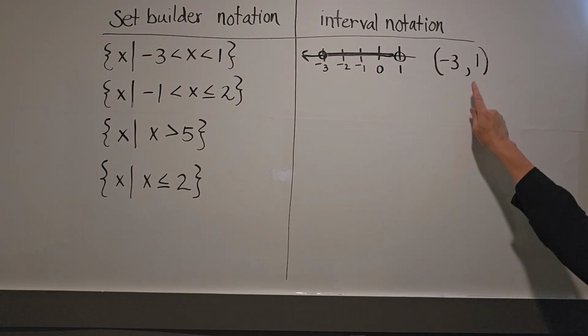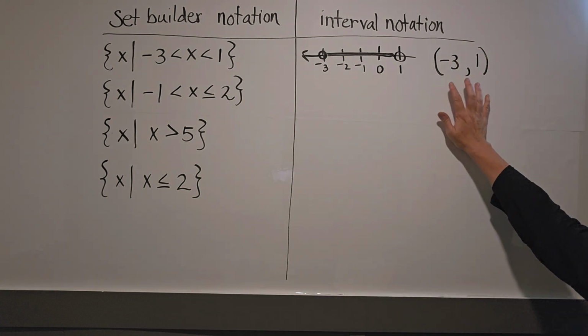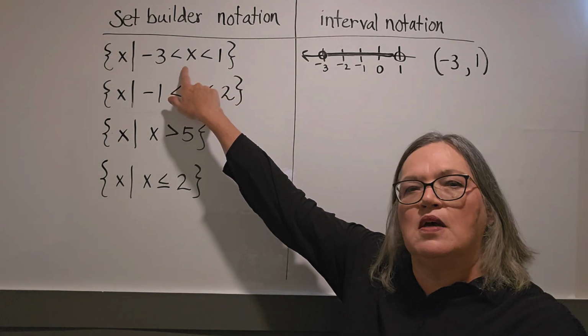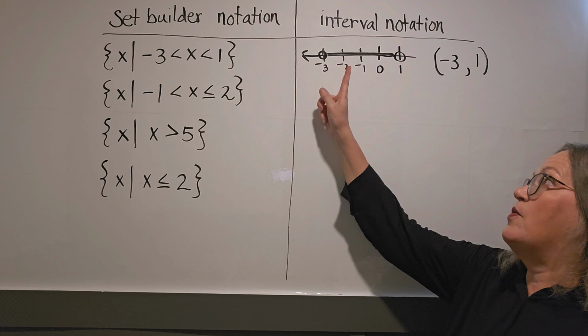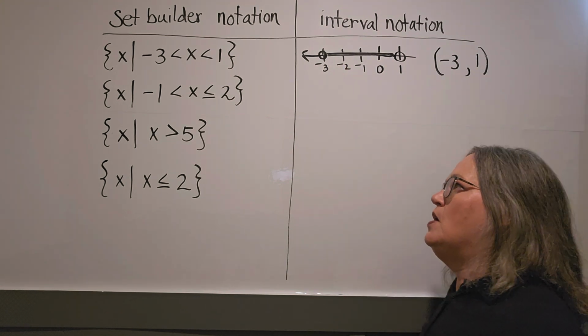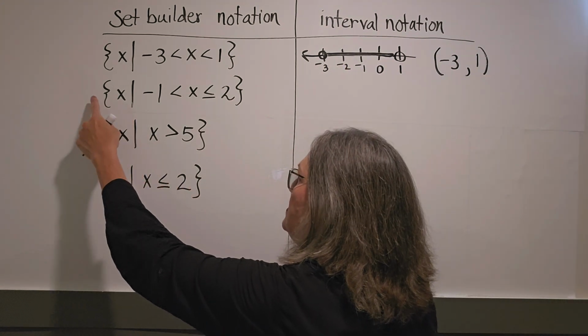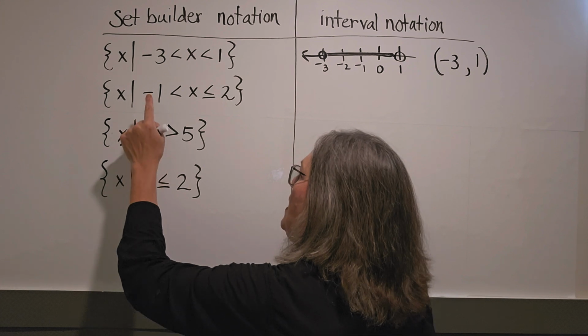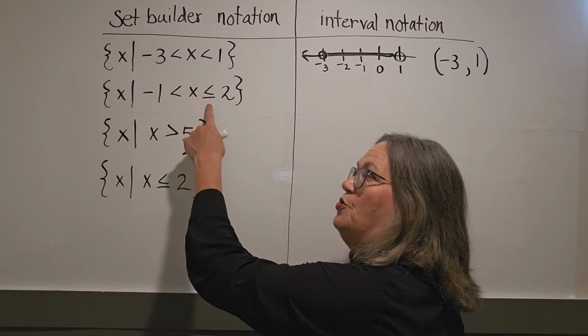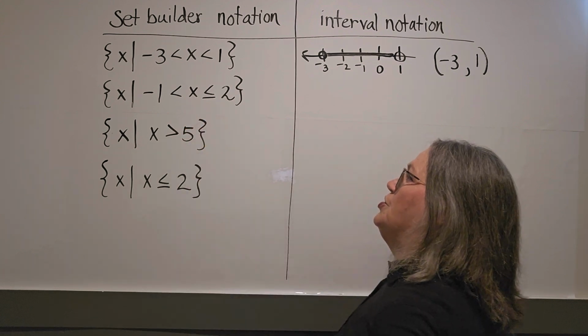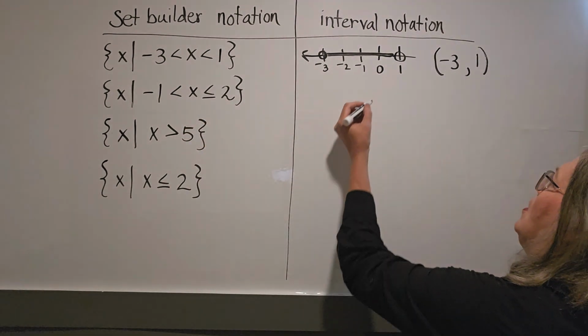Okay, this is called interval notation. It's a lot easier to write than this. So this is the preferred way of writing. And here is the graph. Let's look at the next example. So here we have the set of all x, such that x is between -1 and 2, and it could equal 2. That's what this line here means. It could equal 2. So how do we draw that?